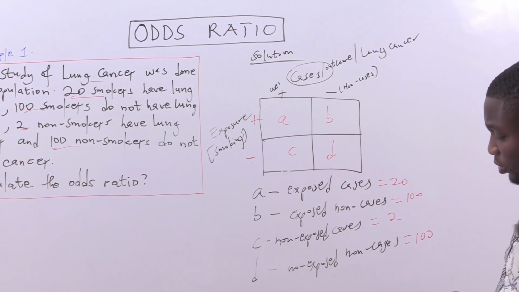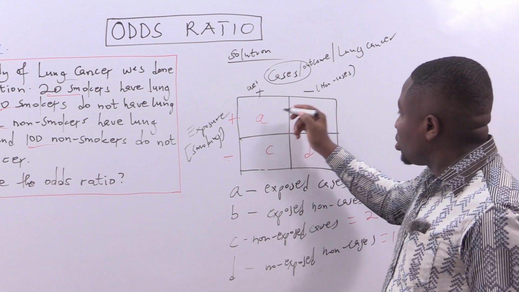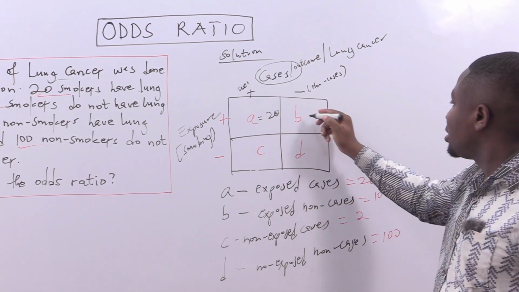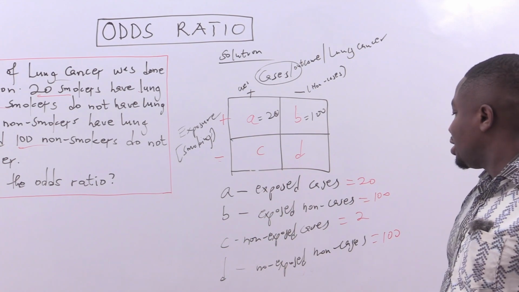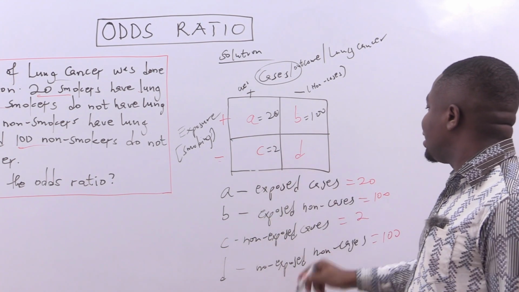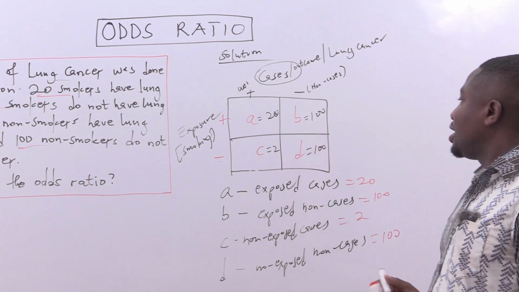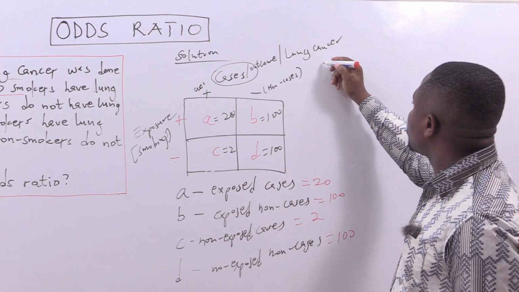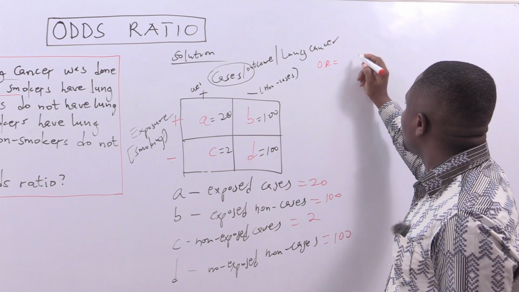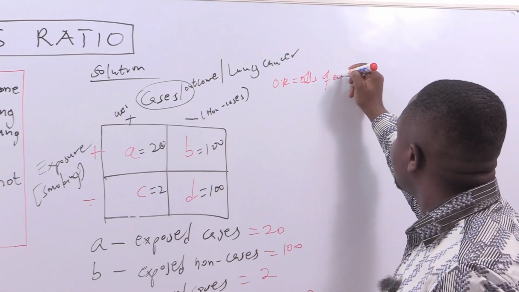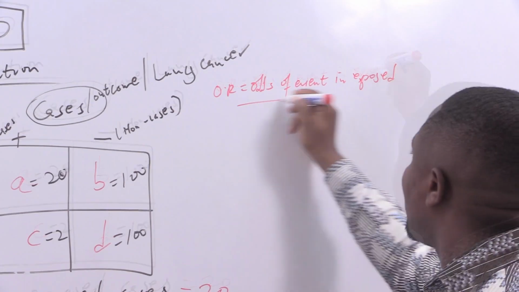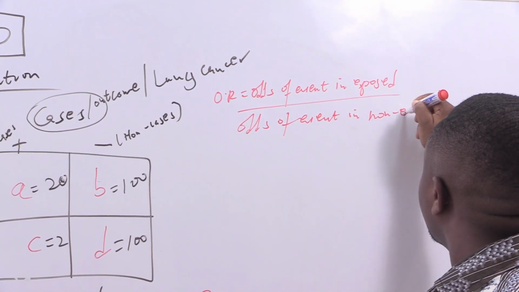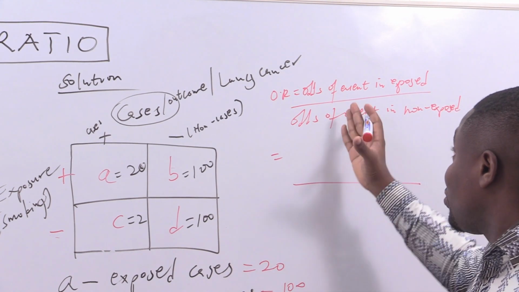So we can insert these values into the table. So A is 20, B is equal to 100, C is equal to 2, and D is equal to 100. Then we'll move ahead and define our odds ratio again. So our odds ratio will be equal to odds of event in exposed over odds of event in non-exposed. There. So what we are going to look at, odds of event in exposed.